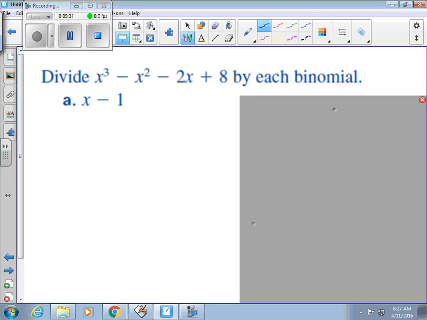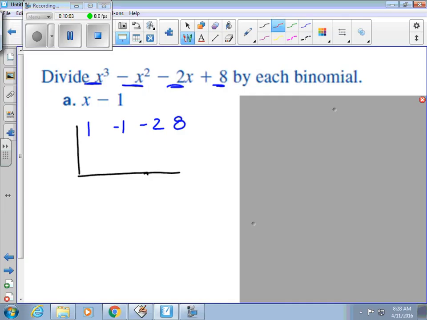First thing you want to do is draw yourself a box. Something like this. Maybe a little bit longer. Then you want to list your coefficients. Remember your coefficients. This one's 1. This coefficient is what? -1. Don't forget there's a negative. This coefficient, it's -2. And this one is 8. It says to divide it by x minus 1. What do we do with the x minus 1 if we look back at the example from a second ago?